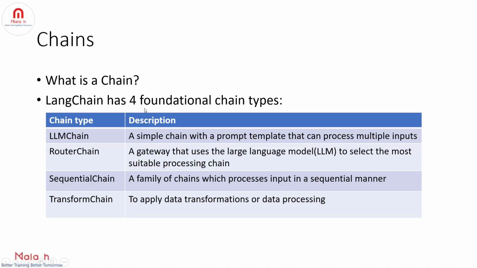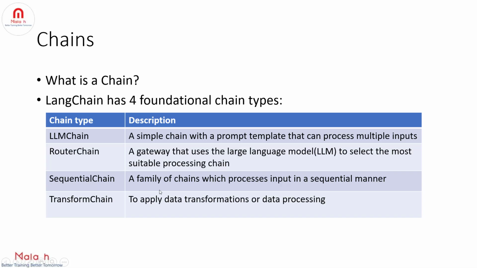And LangChain has 4 foundational chain types: LLM chain, router chain, sequential chain, transform chain. So the LLM chain is nothing but a simple chain with a prompt template and that can process multiple inputs, right? And the router chain is a gateway that uses the large language model, that is LLM, to select the most suitable processing chain. So depending on your input, it will try to route accordingly, right?